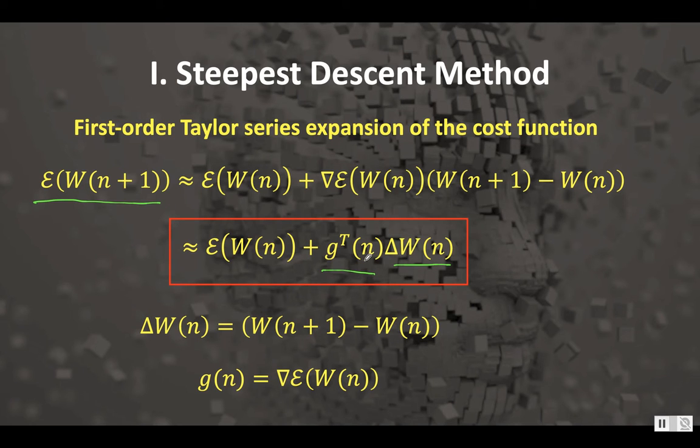So let's look at each term. First, delta w(n) is the difference between the weight from the n+1 sample and the weight from the n sample. And g(n) is the gradient of the cost function. Here we use this upside down triangle, we call it nabla. So that is nabla epsilon w(n).